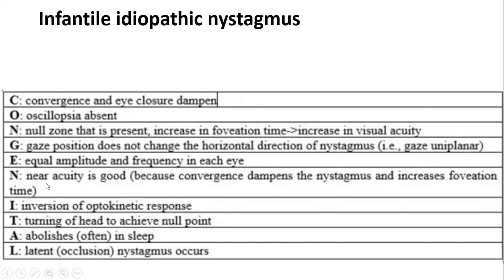So the near acuity usually is good, even though the distance acuity is not good. Inversion of optokinetic response, turning of head to achieve null point, abolished in sleeping, and latent nystagmus occurs when occluding one of the eyes, the nystagmus will increase. So those are the characteristics of congenital motor nystagmus or the infantile nystagmus syndrome.